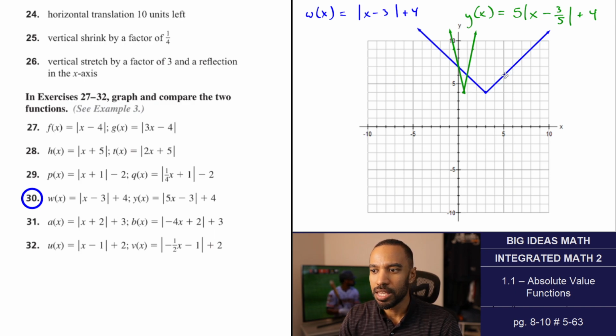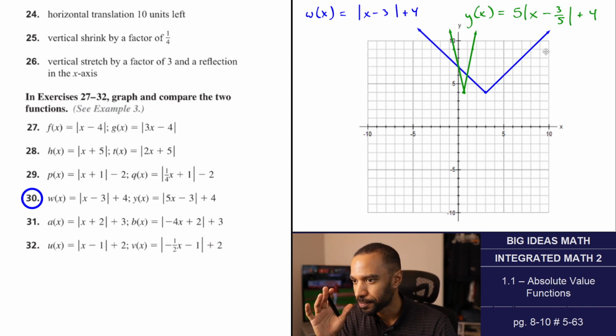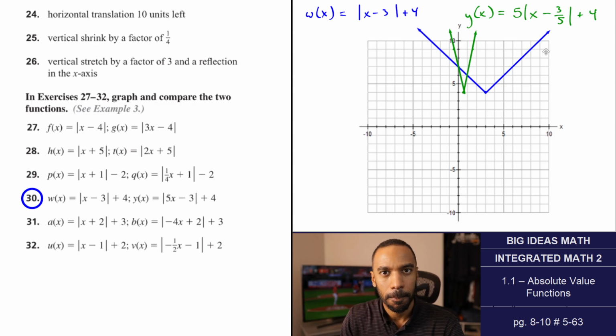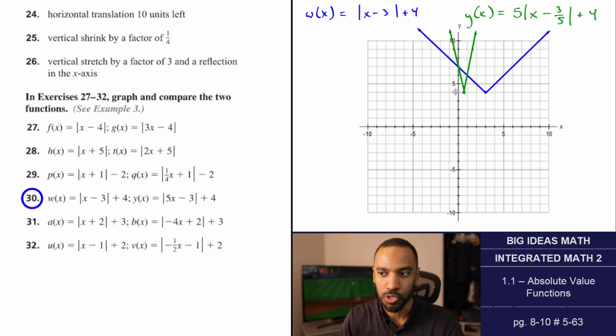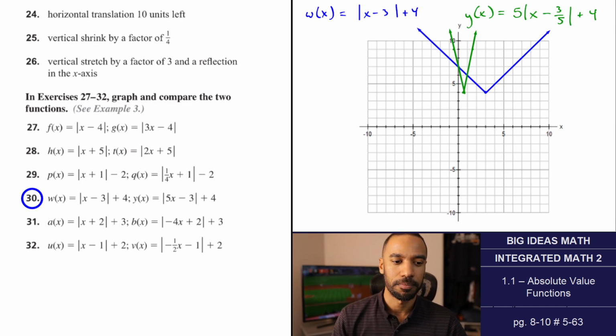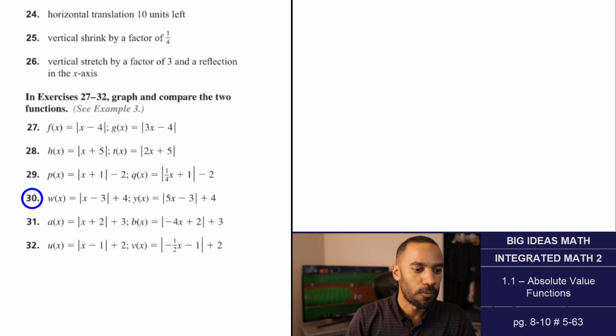Okay, so from here, there is a vertical stretch by a factor of 5, and translate 2 and 2/5 to the left. Remember, it was 3/5 to the right of here, so 2/5 to the left. Translate 2 and 2/5 units to the left. Number 31.